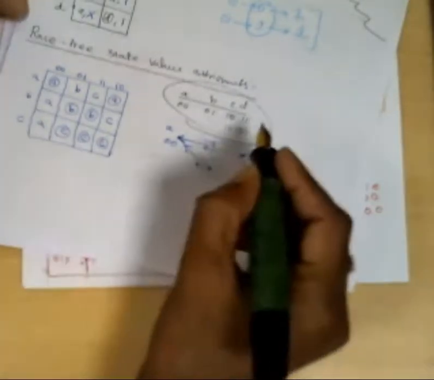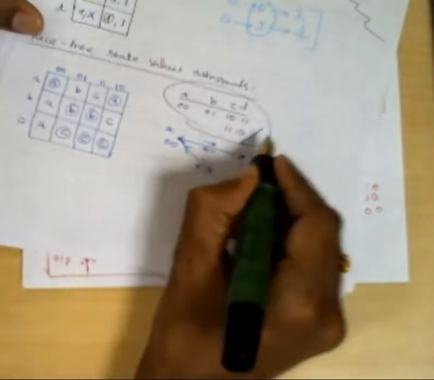Did you understand this one? A to B, B to A is there. A to C, C to A is there. B to C is there. C to B is not there. C to B is not there means it is not there in the application. Therefore, it is not there in your transition diagram. This is called a transition diagram.